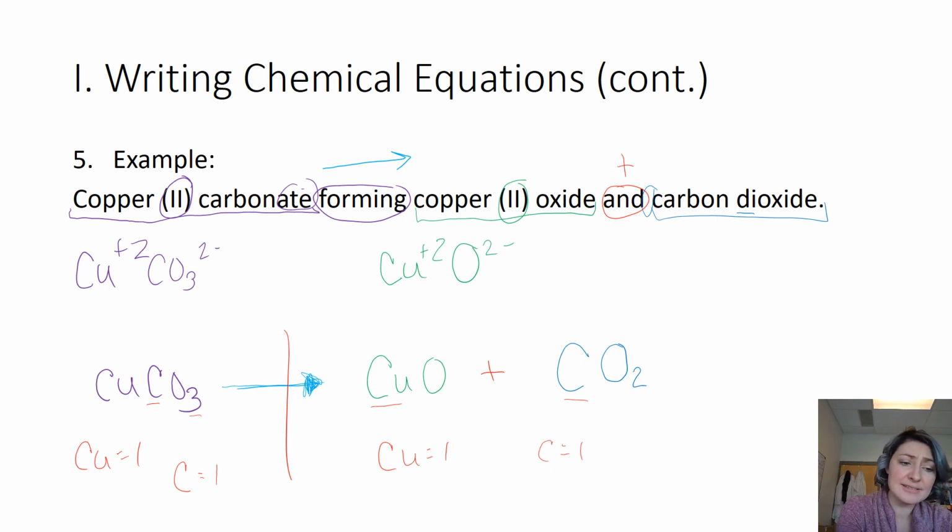My last element is oxygen, and I have 3 oxygens on this side according to my subscript. And going over here, I got something kind of funky going on. I've got 1 oxygen here, and I've got 2 over there. Well, being that they're both oxygens, we're going to add all of those oxygens together and see what we get. So here I have 1 oxygen plus 2 oxygens gives me a total of 3 oxygens. Oh, these are my favorite. We do not have to write any coefficients for this to be balanced. It's already done.